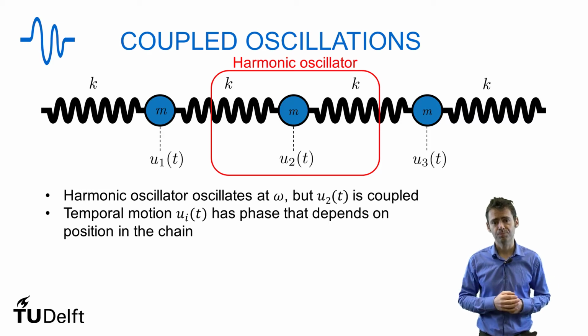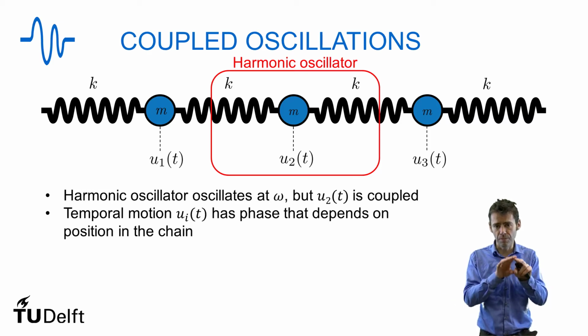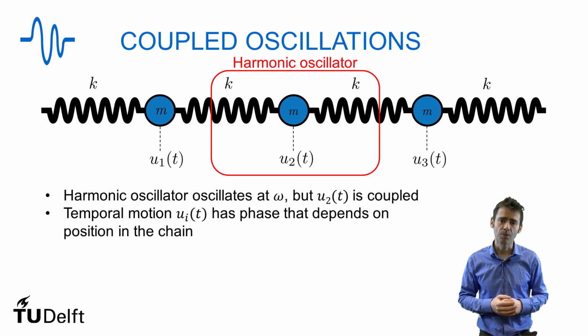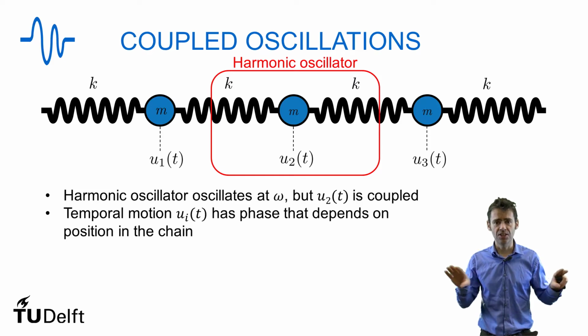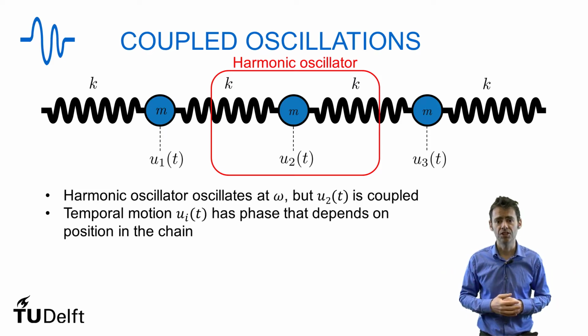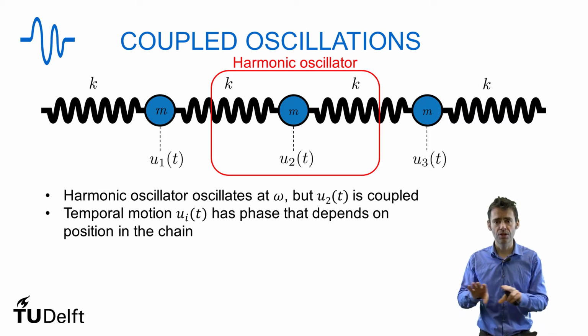And so what happens is that the temporal motion of this particular oscillator, for example u2, depends on the position in the chain. Now you can show that for an infinite chain, with many different coupled oscillators, we also get a wave pattern in the chain. So a spatial wave in the chain. But only if the spatial wave pattern also moves throughout the chain.